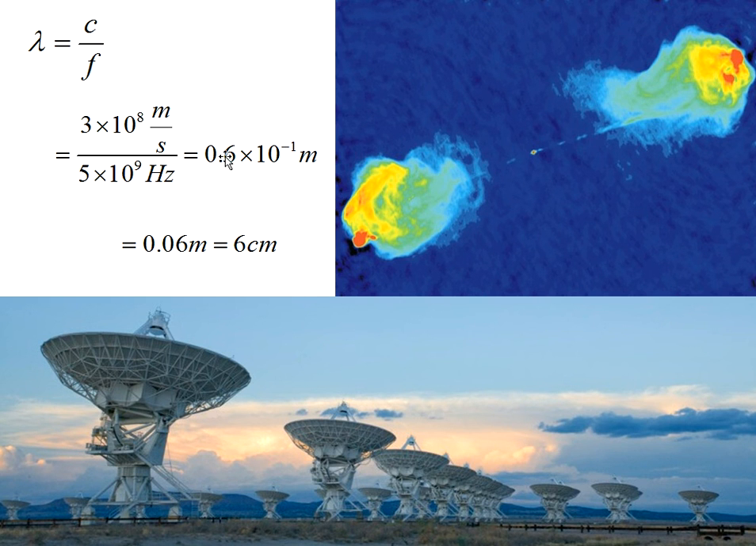So when you look at this image right here, taken by this array of radio and microwave telescopes, we can either think of it as being an image of 5 gigahertz electromagnetic waves, or we can think of it as being electromagnetic waves which have a wavelength of 6 centimeters.